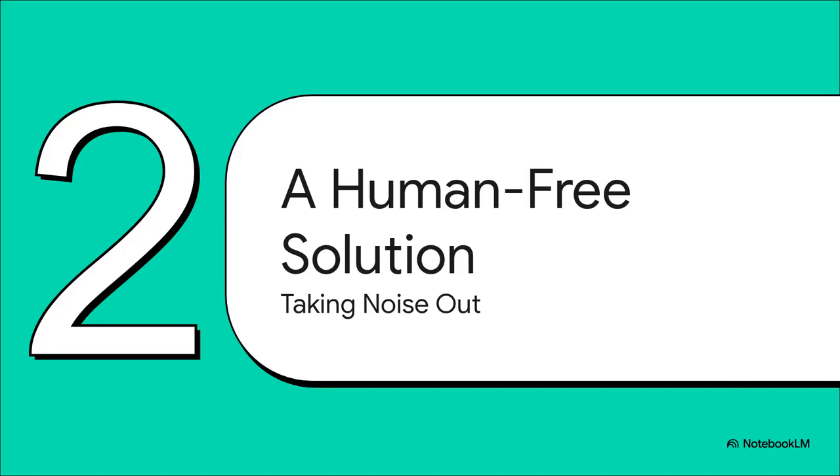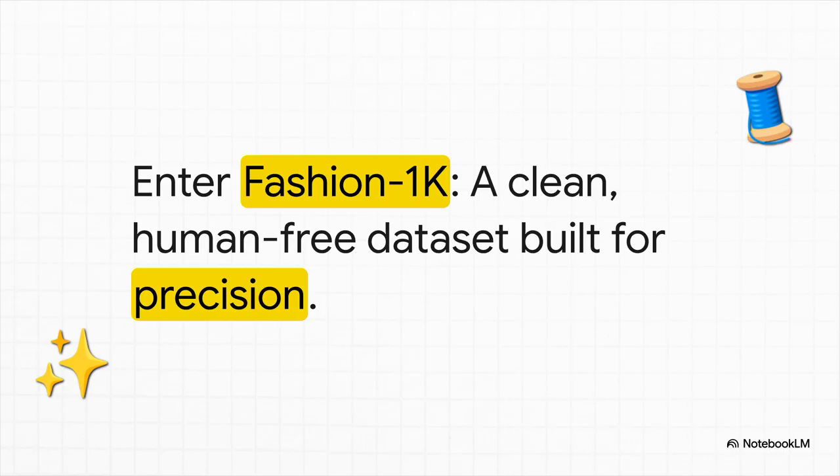So, if the problem is all the extra chaos that comes with humans and messy, real-world backgrounds, what's the solution? Well, it's a pretty radical idea, but it's also incredibly smart. You just take the human out of the equation completely. Let's look at this human-free solution. And here it is. It's a data set called Fashion 1K. And the two words you really need to remember here are clean and precision. This is a library of fashion images designed from the ground up to teach AI without any of that confusing noise we were just talking about.